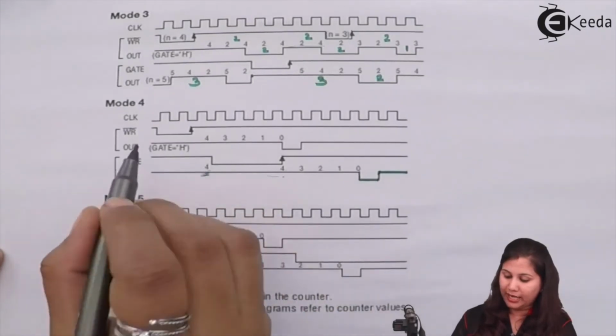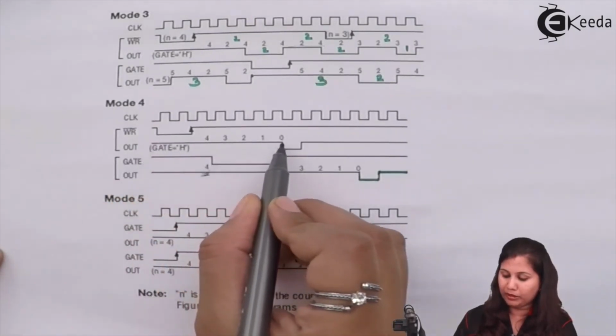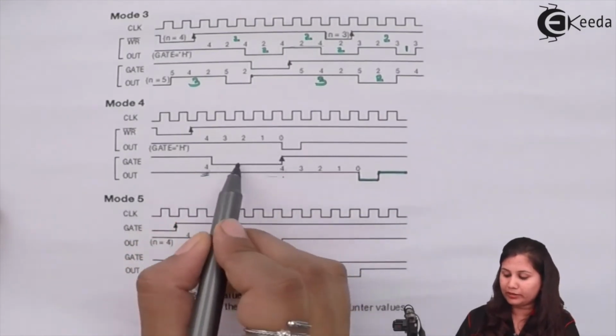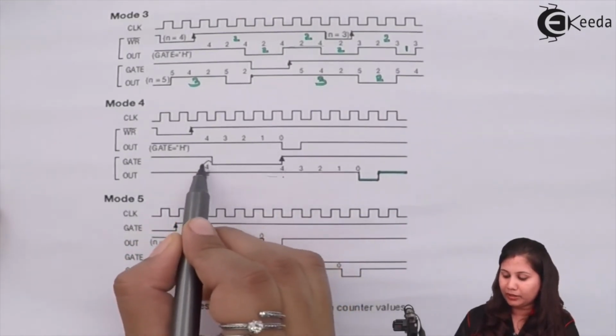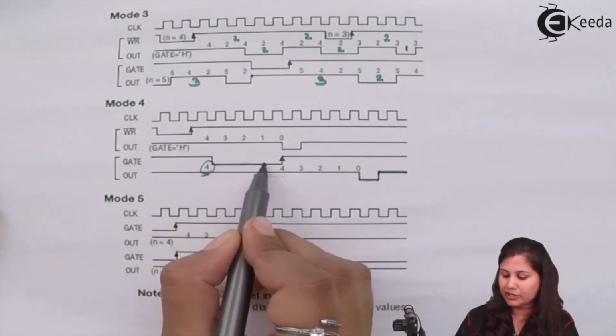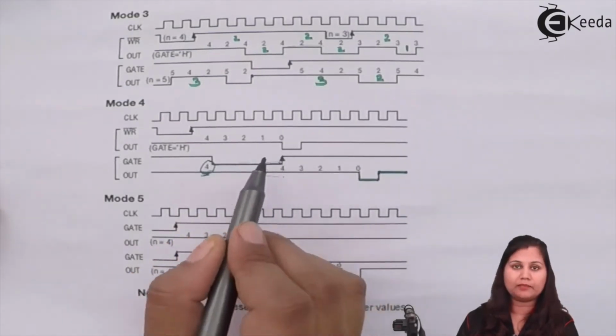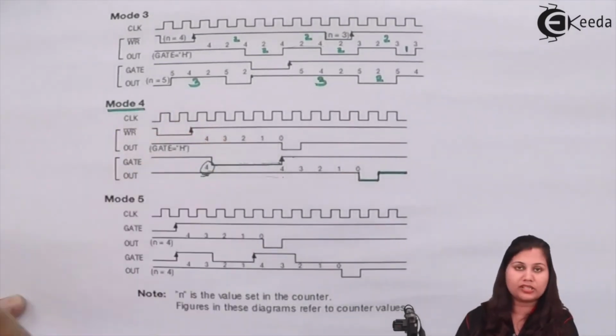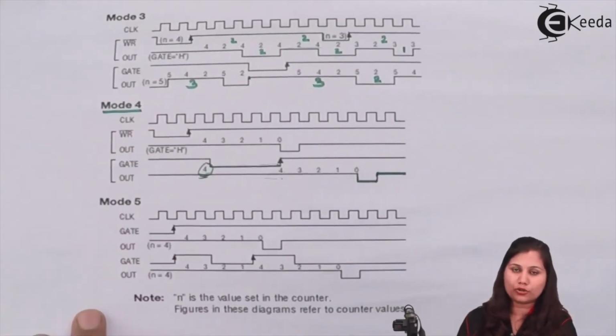So you can see that for the normal counting process, the gate signal has to be high. If it becomes low, then the count value is latched until the gate signal becomes high again. Okay, so this was mode 4, which is the software triggered strobe.